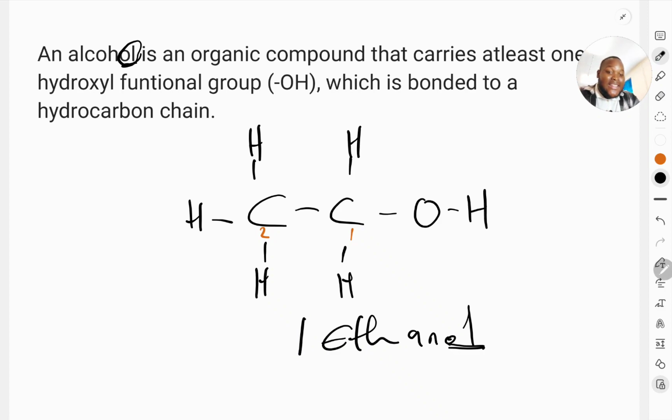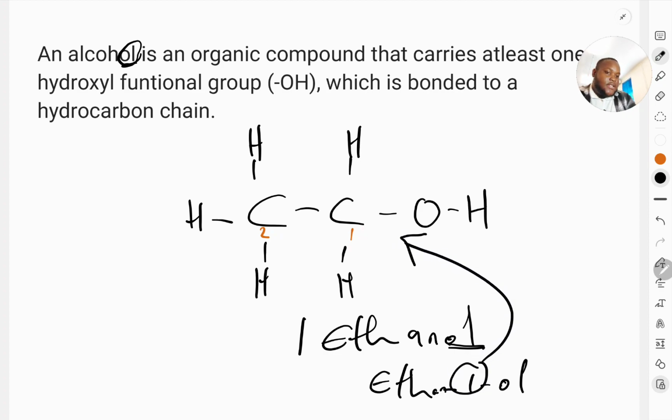So it can be ethan-1-ol, which is ethanol. Ethane, yes, ethan-1-ol, whereby this 1 shows the position of my hydroxyl group. It shows the position of my hydroxyl group.